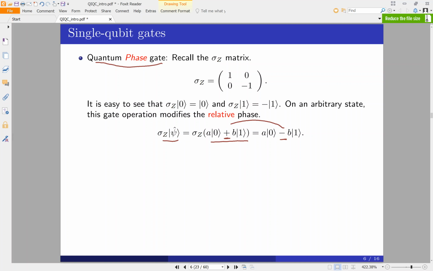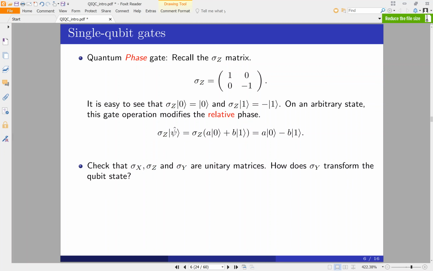One can of course now go ahead and construct many more such quantum gates which do not actually have a classical analog. There's no classical analog of a phase gate, right? One simple set of gates that you can already think about, sigma x, sigma z have been mentioned. So next you can think about sigma y. Of course, it's a good exercise to check that these are all unitary matrices. They satisfy the property that U times U dagger is equal to U dagger times U, which is the identity. Also, maybe it's useful for you to work out how sigma y transforms a single qubit state.